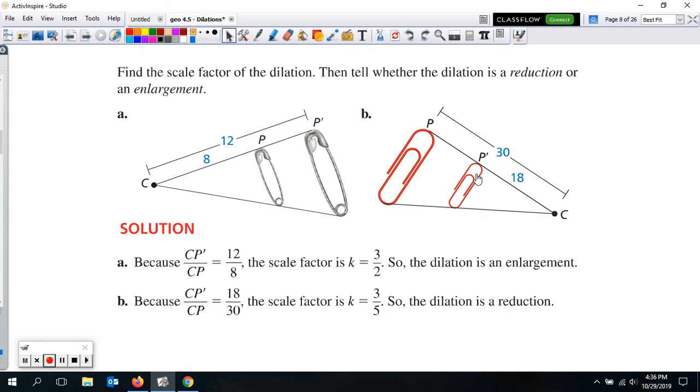the diagram. Also, another way you can also tell is just by looking at the scale factor. If your scale factor is more than 1, it's going to be an enlargement. If the scale factor is less than 1, it is a reduction.